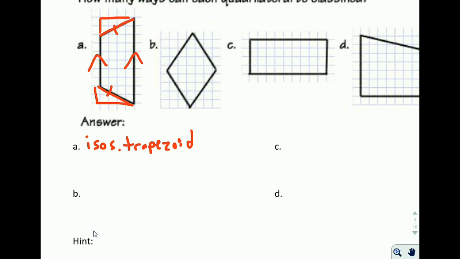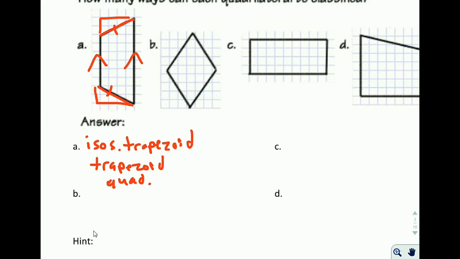Now an isosceles trapezoid, if you want to give it a less specific name, you could also call it just a trapezoid. Or finally, a quadrilateral would be the least specific name you can give it. So there's 3 different names here.